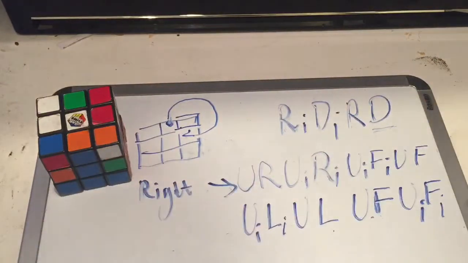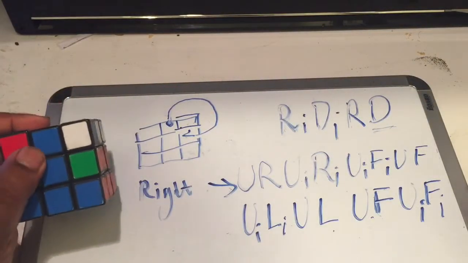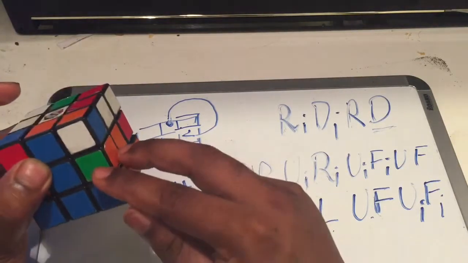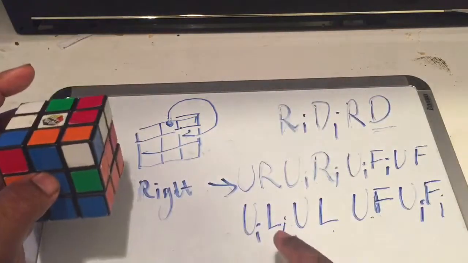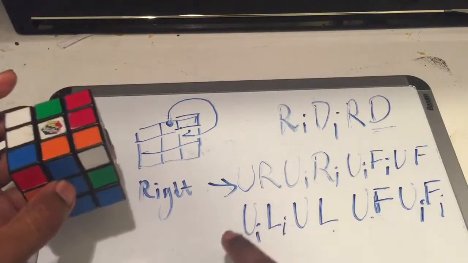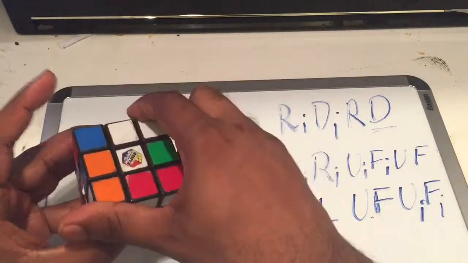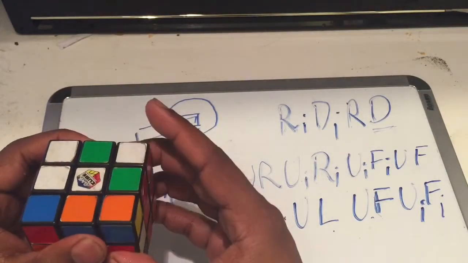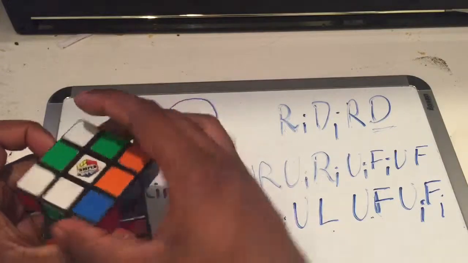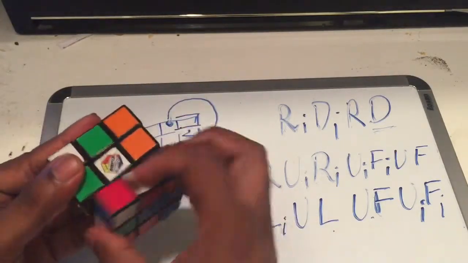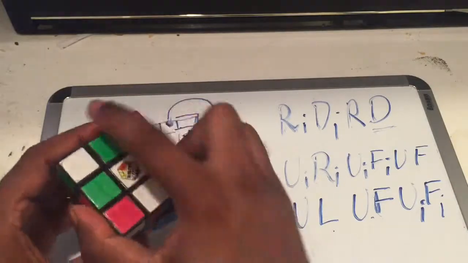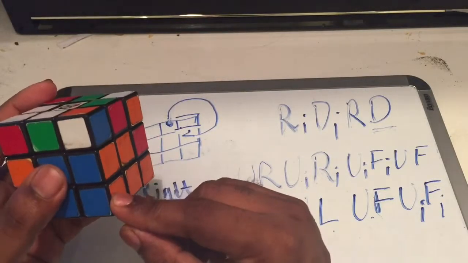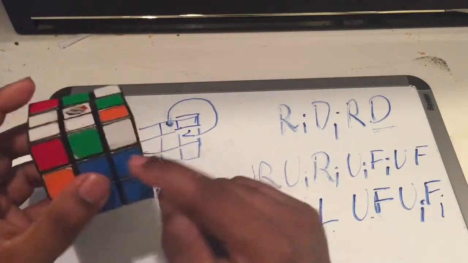So let's try doing it so that you get a better understanding. So this blue is aligned. We clearly know that this is the piece which ideally should fit out here. So what we are doing is we are applying the right algorithm, so we will go slow on that. U inverse, R inverse, U inverse, F inverse, U and F. See what happened. When we applied that algorithm, the piece that was out here moved over here.